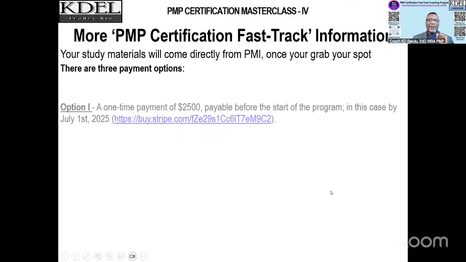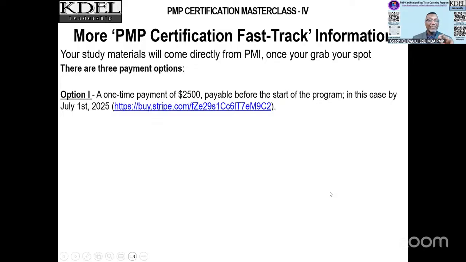The first option, option number 1, is a one-time payment of $2,500 payable before the start of the program. In this case, by July the 1st, 2025, and that's the link there. Of course, because we're starting on July 16th, you can pay the one-time full payment by July 15th, the day before, on the eve of starting, okay?